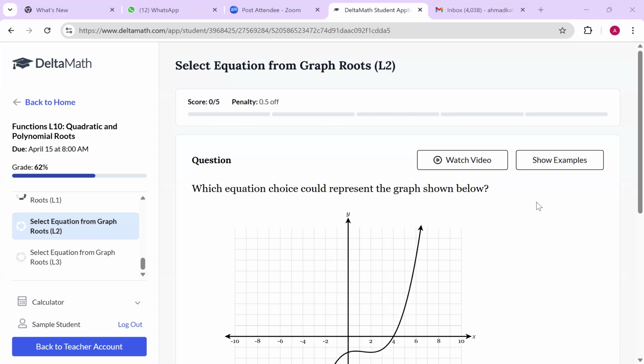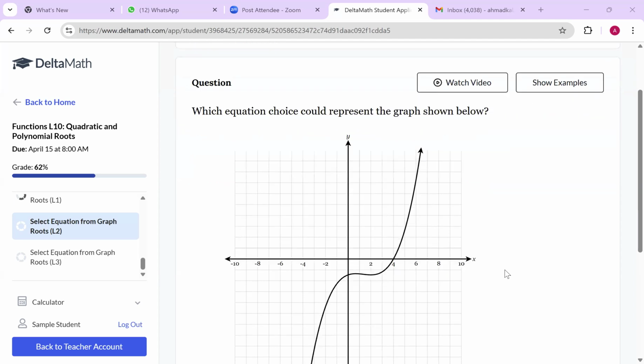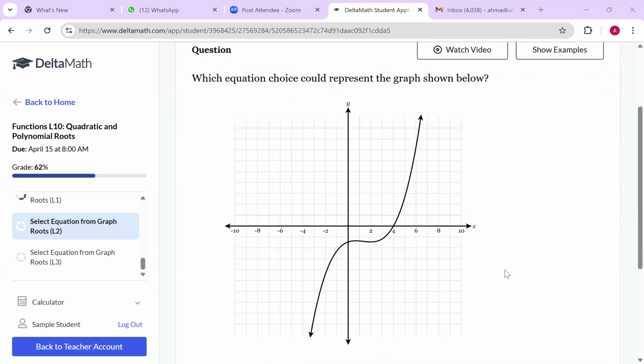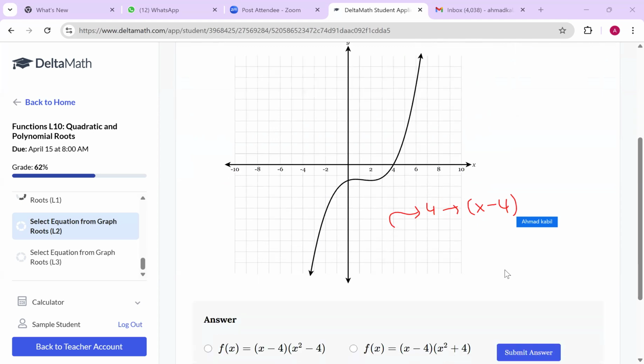Hello and welcome to this video in which we shall discuss how to select the equation from graph roots, level 2. So in this graph here, we can tell that the only root that exists is at 4. So x minus 4 is a factor. Let's look at the choices.